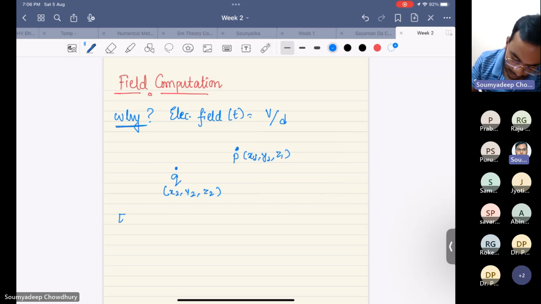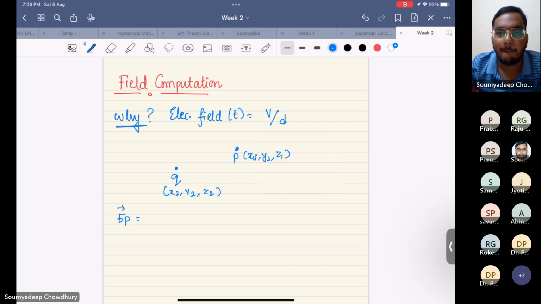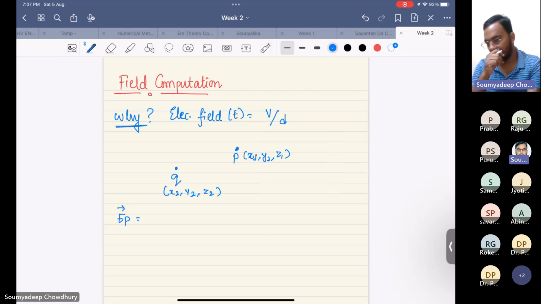If we want to find the electric field, and electric field is a vector, right, what will be the expression for electric field? Anyone can help me out? What will be the electric field due to this point charge Q at P in vector form? Someone has to tell, otherwise this is going on boring.